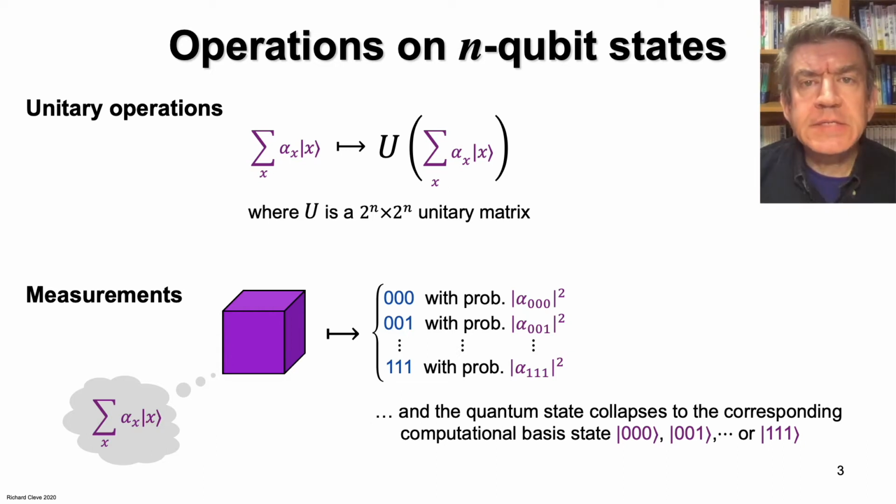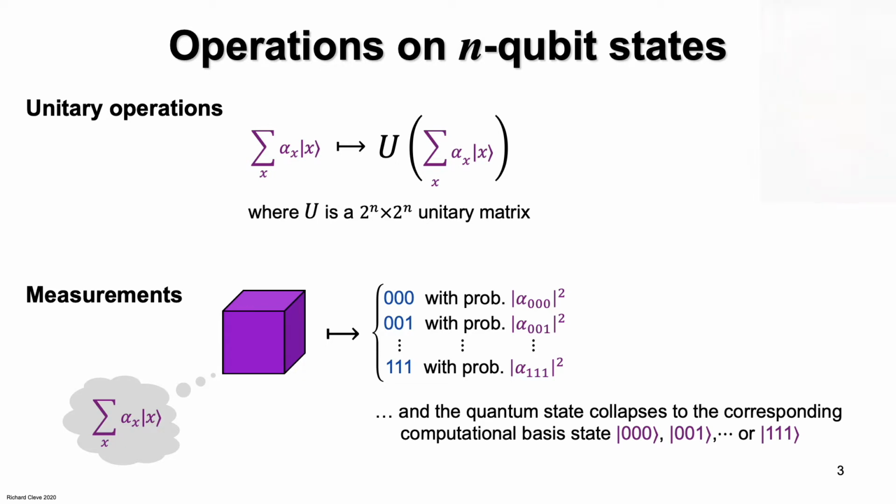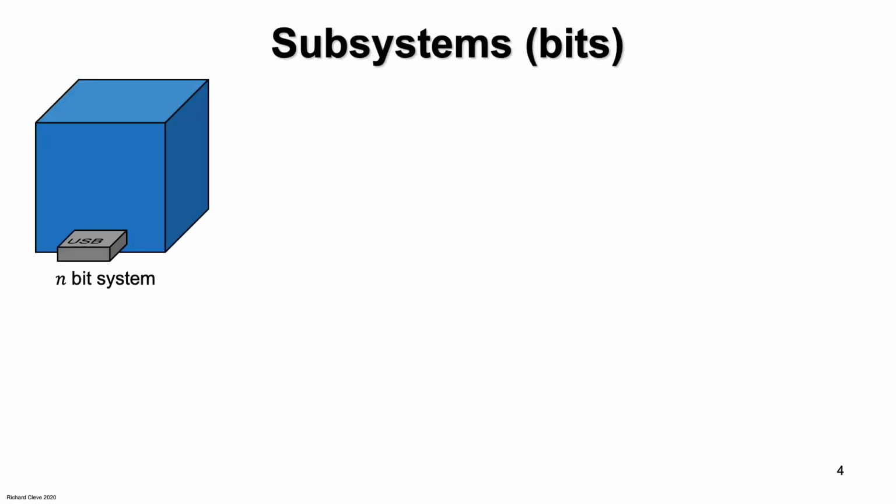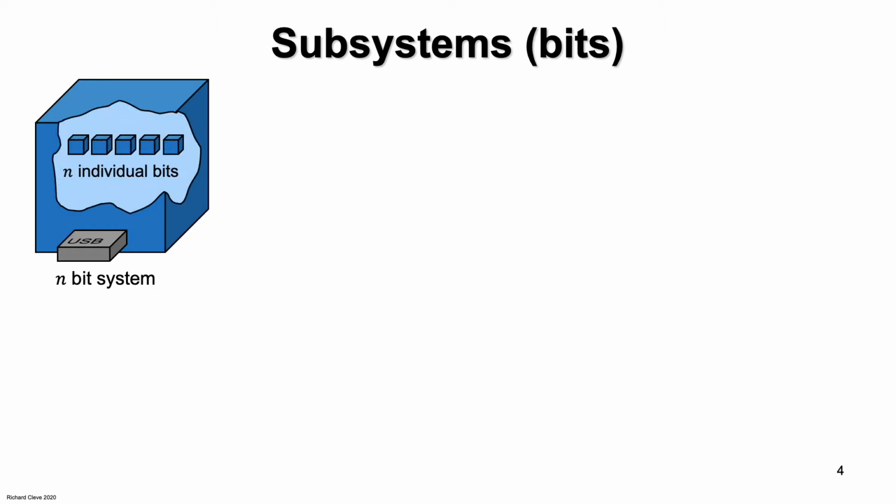So far, everything is the same as for qubits, except with 2 to the n dimensions instead of 2 dimensions. But there's more to it than that. There is structure among subsystems. First, let's consider how subsystems work for the case of a classical n-bit system. It can be viewed as one system, shown here as a rather bloated USB memory stick. But we can also view the n-bit system as n separate 1-bit systems. Let's explore that.